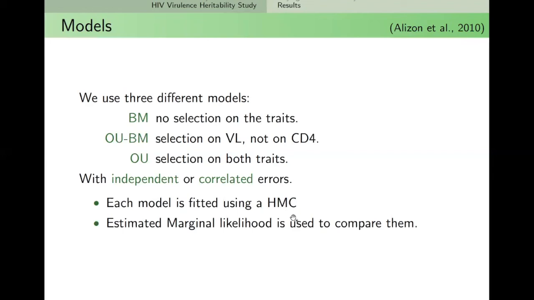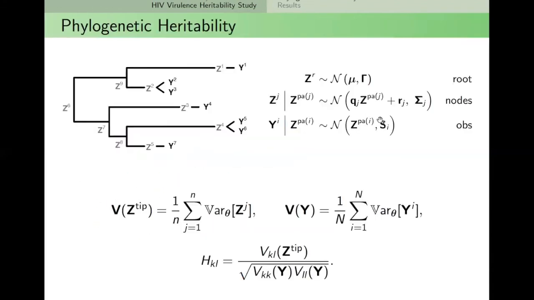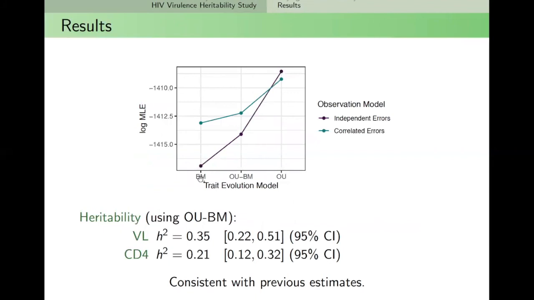Here, the tree is fixed for this problem. And then we estimate the marginal likelihood for each of these models to select the one we like the best. And here is the result. So you have either independent error or correlated error. So this is just, is S here diagonal or not? And then you have BM, OU, BM, and OU. And this is the estimated marginal likelihood, so the higher, the better. And so here you would select the independent error Ornstein-Uhlenbeck. And this was kind of surprising for us because we would have expected the other model to be selected.